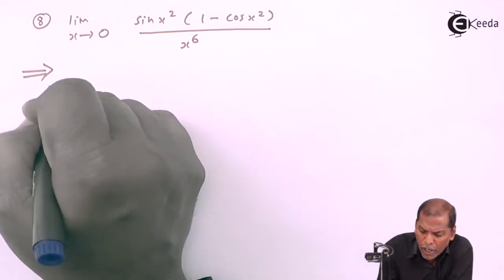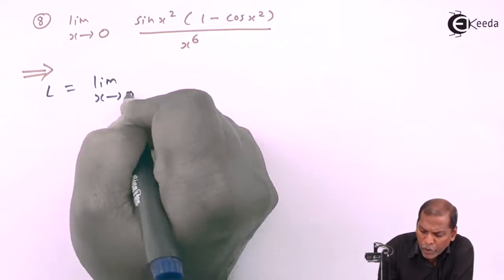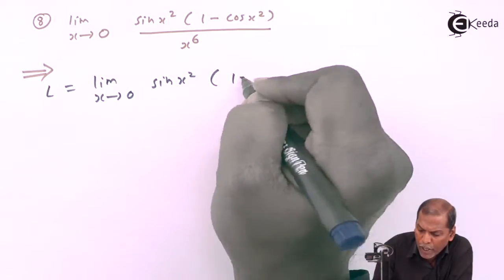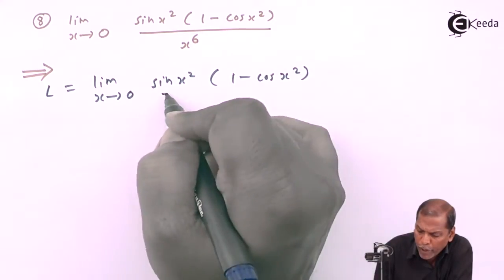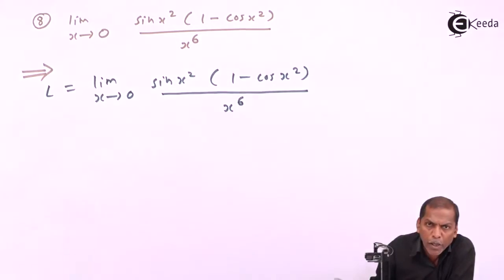First of all, L is equal to limit x tends to 0 sine of x square in bracket 1 minus cos of x square whole thing divided by x raised 6.